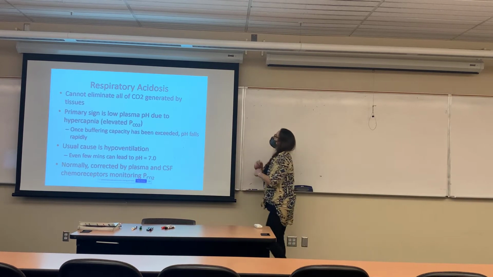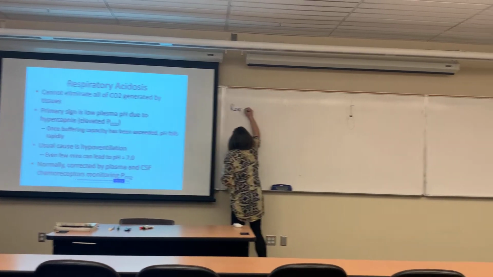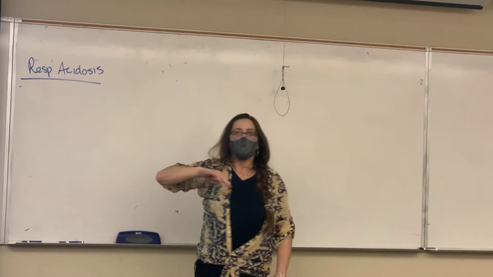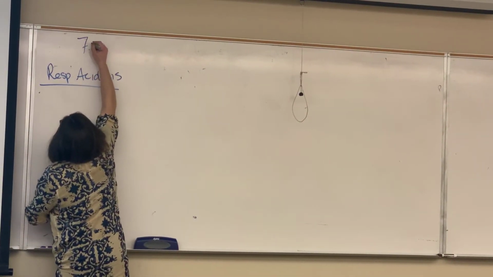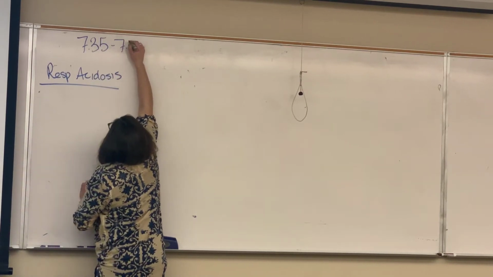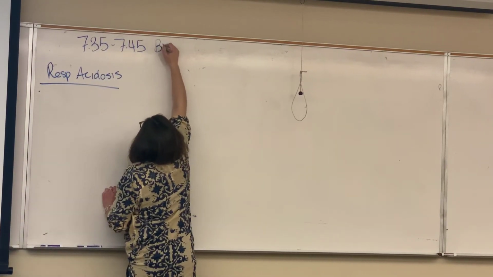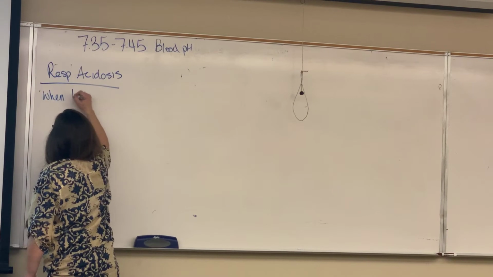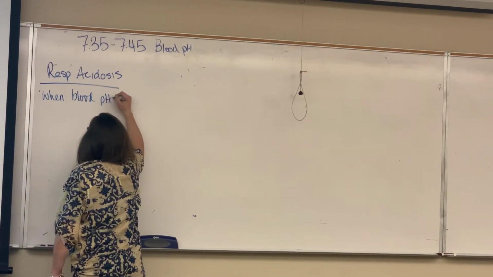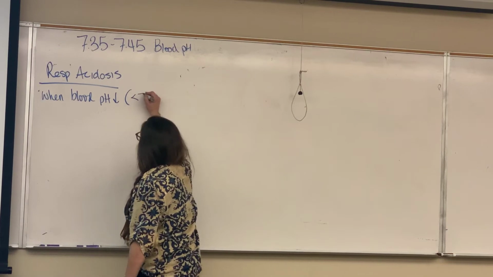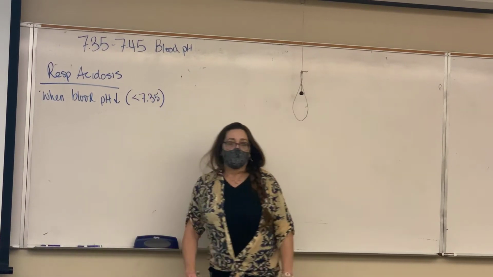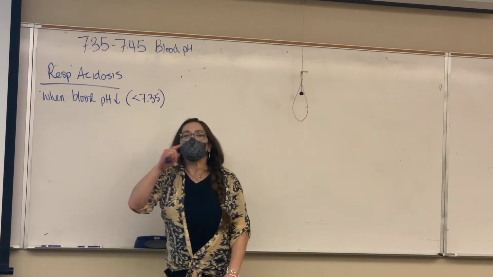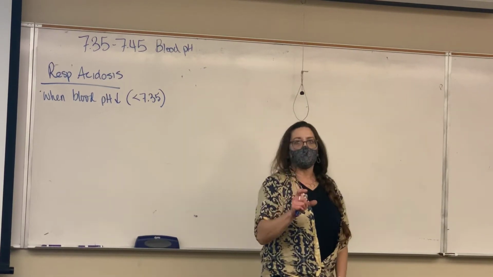Okay, respiratory acidosis. Obviously this is when your pH becomes too low. Okay, so let's put normal pH up here because I'm going to want you to know that. 7.35 to 7.45 is your normal blood pH. So respiratory acidosis is when your blood pH becomes too low, which means less than 7.35. Okay, and again, I want you to know all this stuff, because the cause and effect is critical for these things.